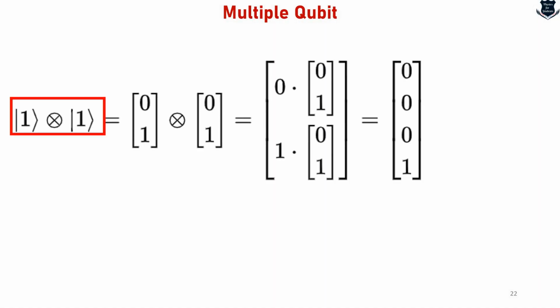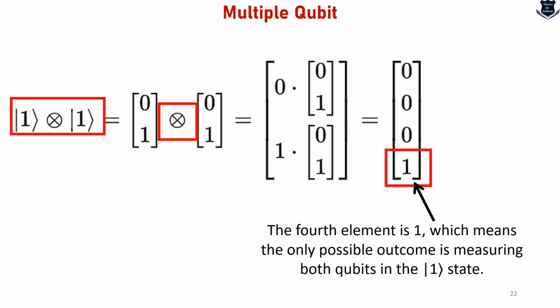Now what if we combine both 1 and 1 together? We get the same thing. We are getting a tensor product, and here we are getting the fourth element, which means the only possible outcome is measuring both the qubits in the state 1.